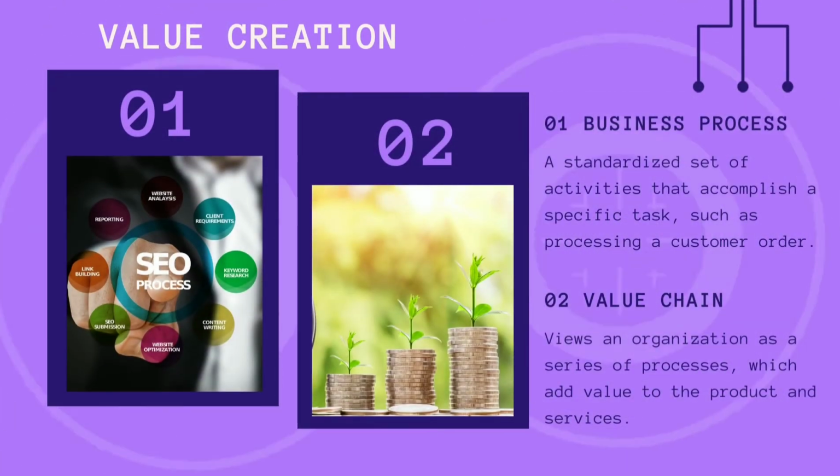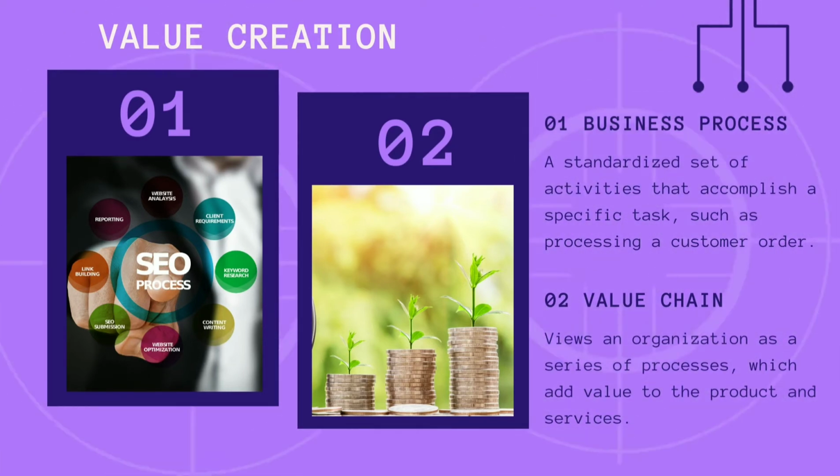Next, what is business process and value chain? Business process is a standardized set of activities that accomplish a specific task, such as processing a customer order, while value chain is an approach that views an organization as a chain or series of processes, which add value to the product or services for each customer. The value chain also helps an organization to determine the value of its business processes for its customers.